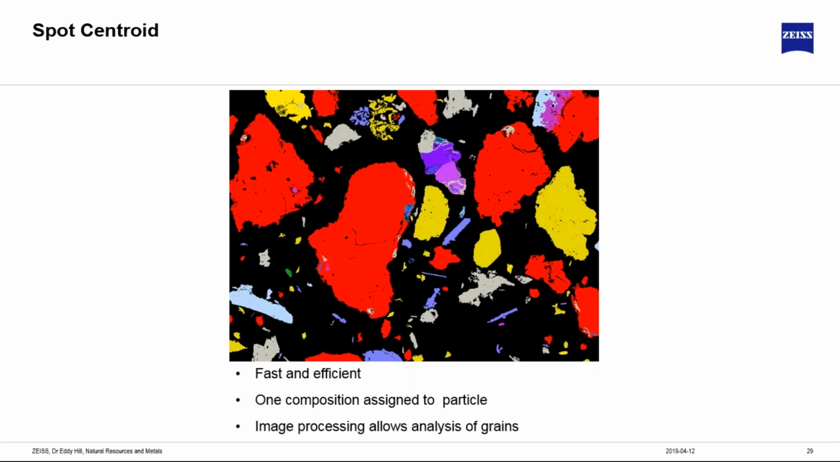This is a fast and efficient method of analyzing. One composition is assigned to each grain in the particle, and this is again possible because of the advanced image processing we can perform. It's much faster than mapping. If you imagine, any one of these larger particles may have required 200 spots if we were mapping, and probably require fewer than a dozen spots to be analyzed in this method.